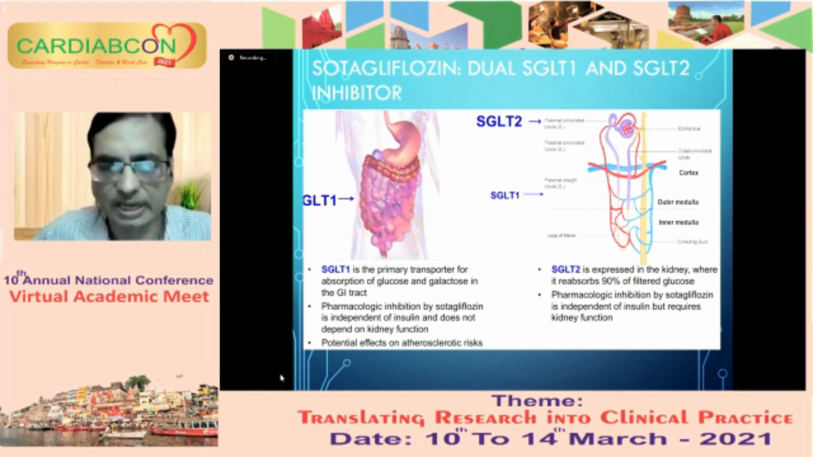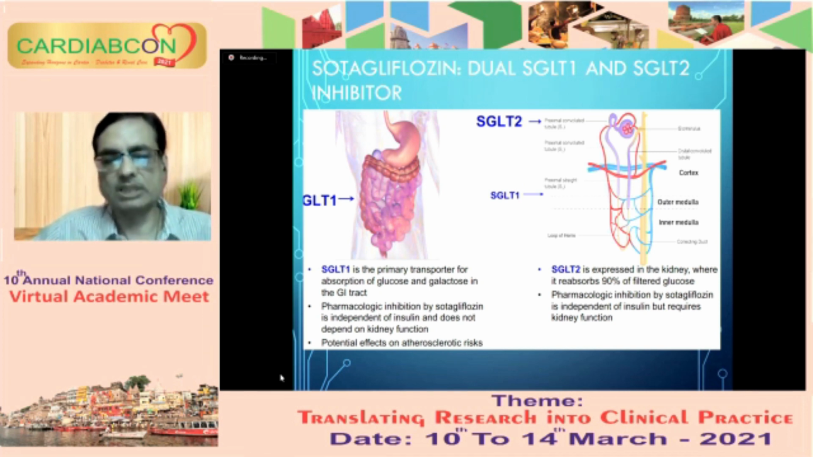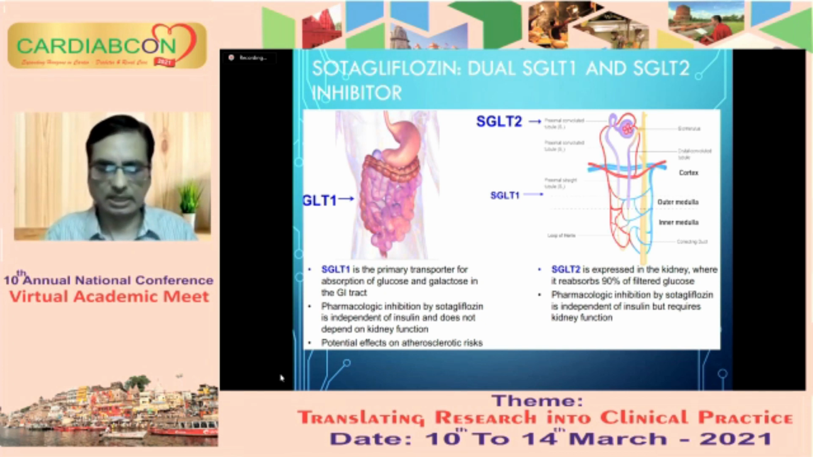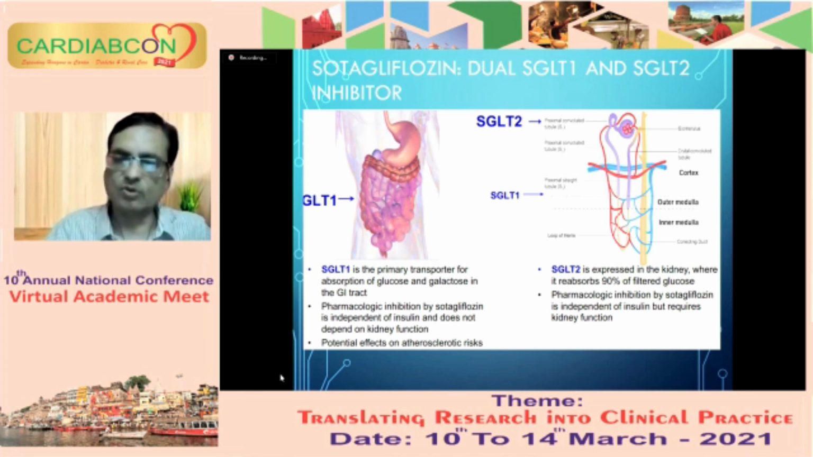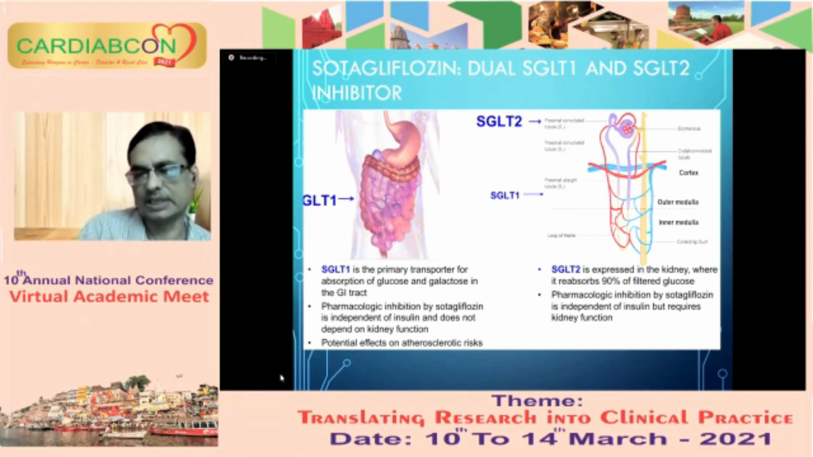From this particular slide, you will realize that SGLT1 is the primary transporter for absorption of glucose and galactose in the GI tract. But what is more important is that the pharmacological inhibition by sotagliflozin is independent of insulin and does not depend on kidney function, which is not the case with SGLT2. SGLT2 inhibition does require kidney function. Suppose you wish to inhibit SGLT2 only. When SGLT2 is inhibited, it will definitely lead to a better glucose profile. But it will also force SGLT1 to work at its maximal transport capacity. So if you have an inhibitor of both of them, they are going to work in synchronization and can lead to a better output as far as glucose control is concerned.